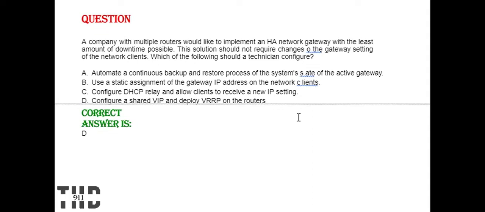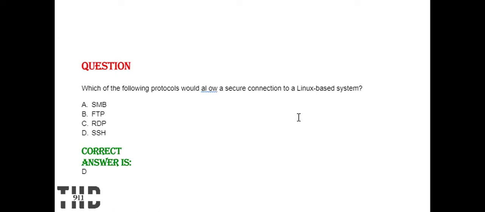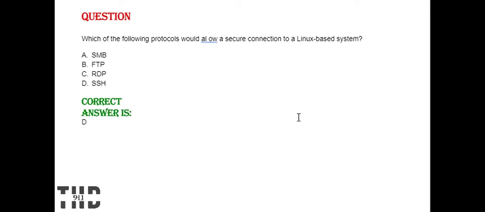Option B, use a static assignment of the gateway IP address on the network clients. Option C, configure DHCP relay and allow clients to receive new IP settings. Option D, configure a shared VIP and deploy VRRP on the routers. The correct answer is option D. Which of the following ports would allow secure connection to a Linux-based system? Option A, SMB. Option B, FTP. Option C, RDP. Option D, SSH. The correct answer is option D.